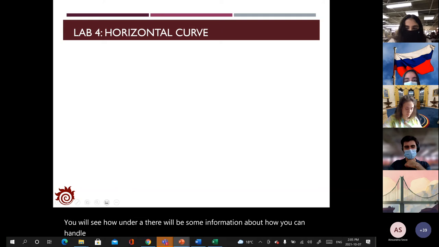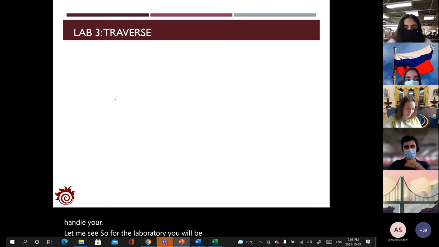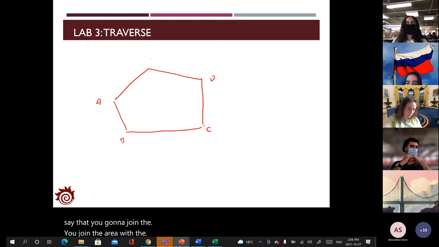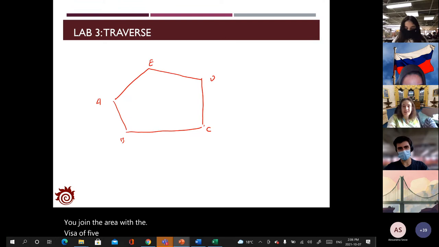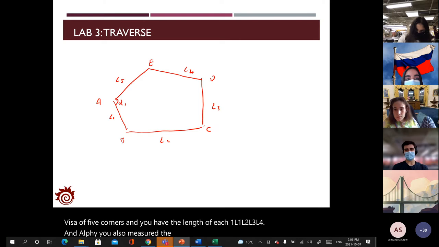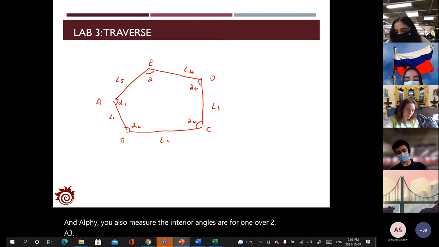So for lab three, you will be instructed to do the traverse, where you join an area with five corners, and you have the length of each side, L1, L2, L3, L4, and L5. You also measured the interior angles, alpha 1, alpha 2, alpha 3, alpha 4, and alpha 5.